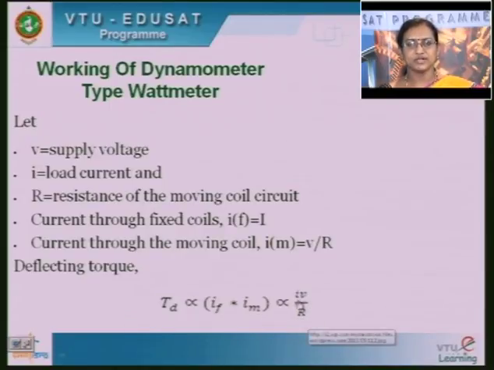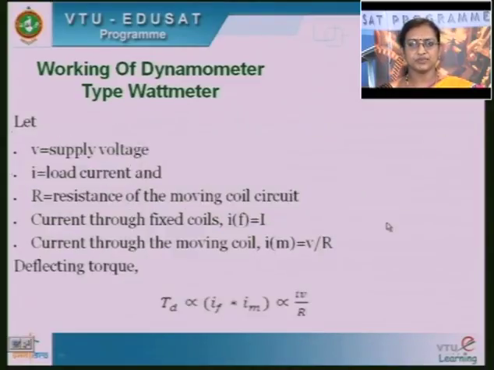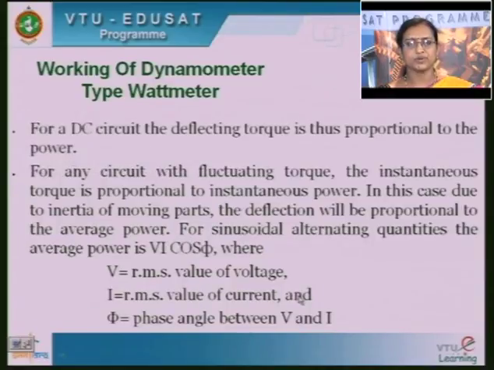You see that, what is this VI? VI is the product of voltage and current, this represents the power. For a DC circuit, the deflecting torque is proportional to the power, because Td is directly proportional to IV. The value of resistance is a fixed value, that is why you can consider Td is directly proportional to the product of voltage and current, this is nothing but the power. So now the deflecting torque is directly proportional to the power.